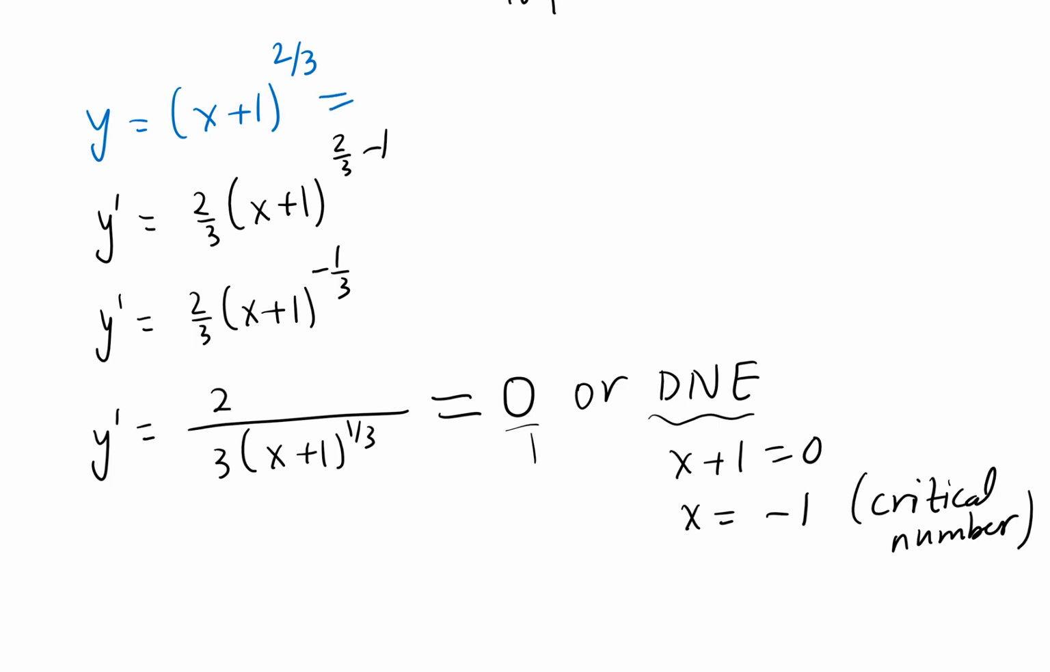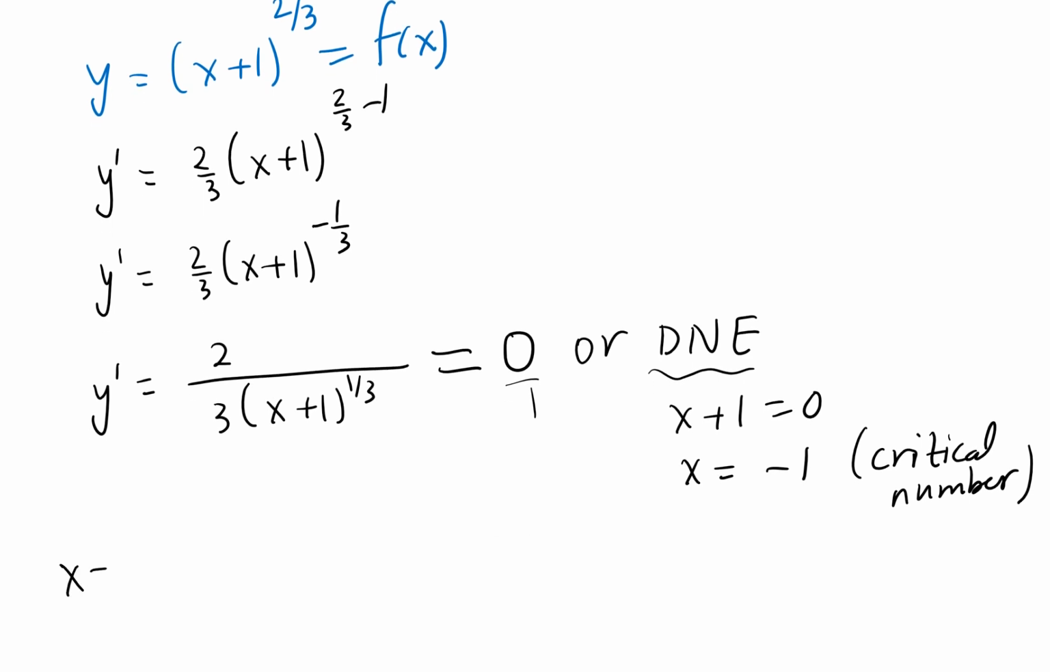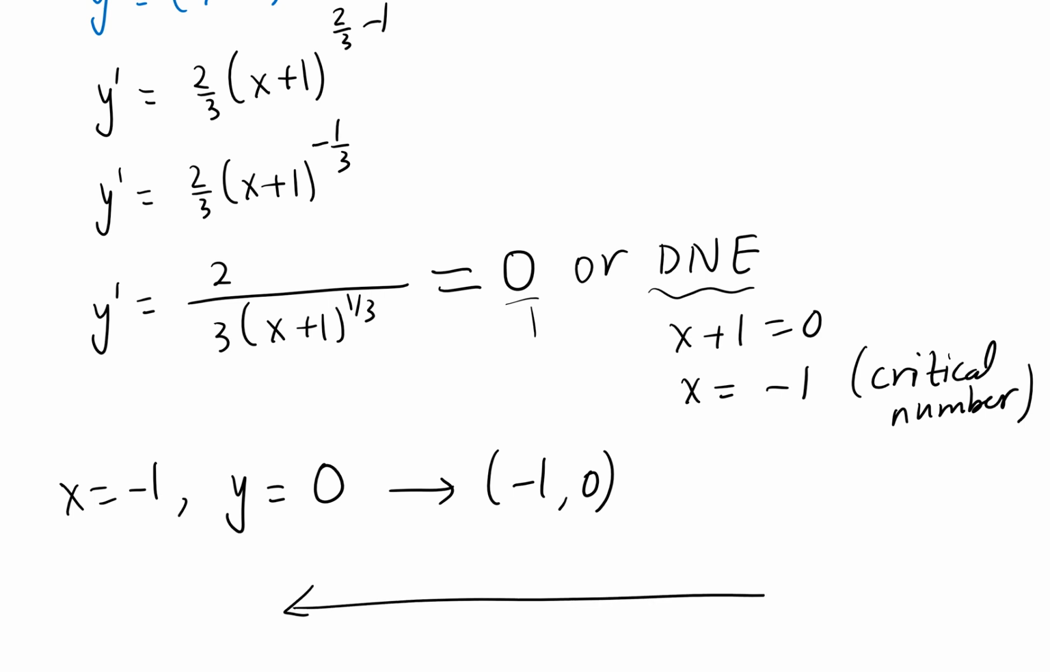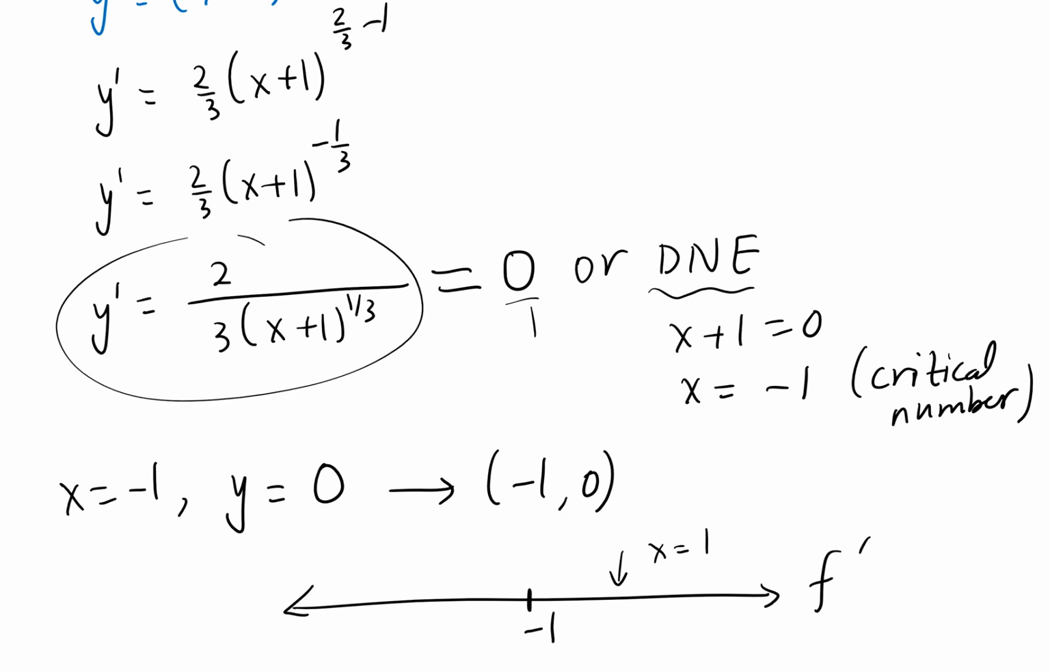Call this f of x, the original function. For when x is -1, y would be 0. So you got (-1, 0). That's the only critical number we have. We can run a number line for the first derivative. If you pick a point here, say x equals 1, and substitute into the first derivative, it's going to give us positive. If you pick any point below -1, say -2, that's going to give us a negative. So it's decreasing, then increasing.